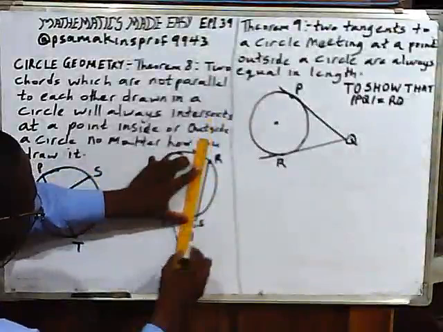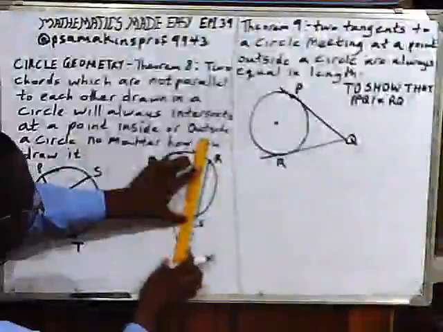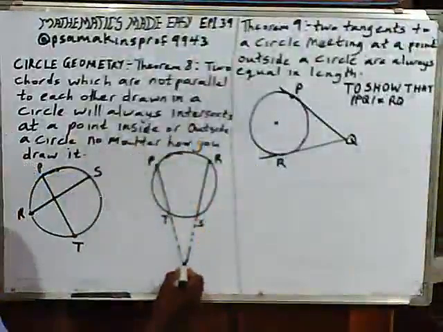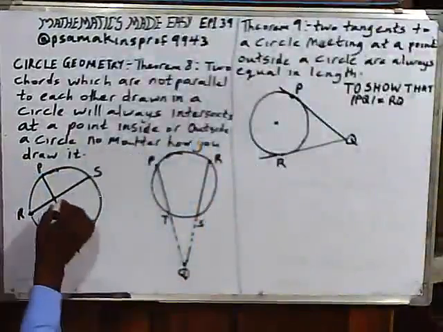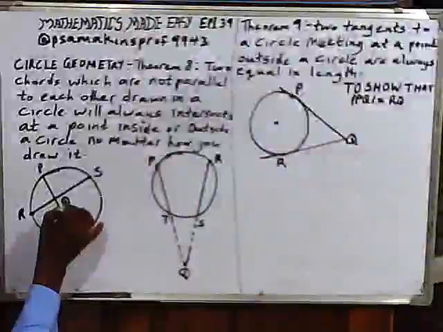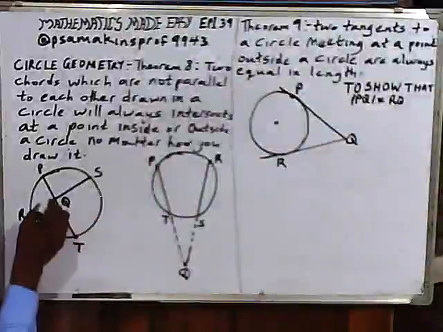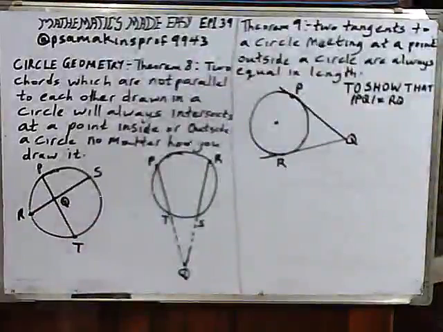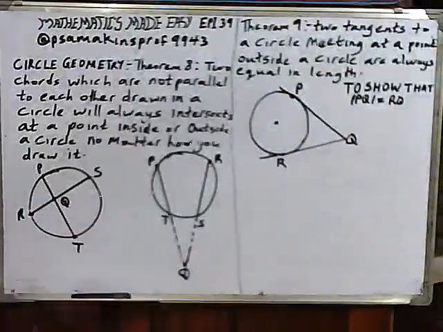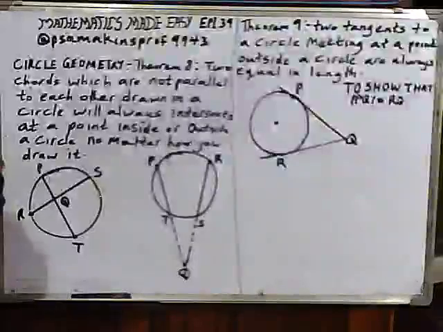That is theorem 8. As we draw it, they can meet at a point. Let's call this one Q. So what we are saying is that if you draw two chords and they are not parallel to each other, they will always intersect at a point, either inside or outside a circle. Now let us move to theorem 9.